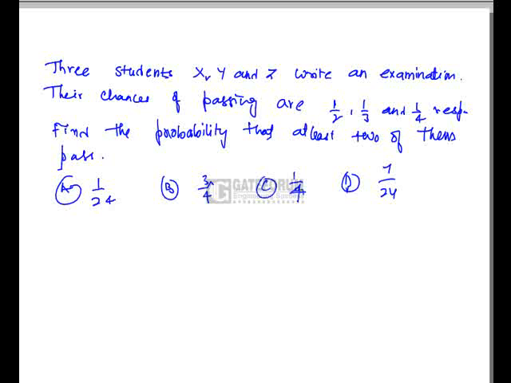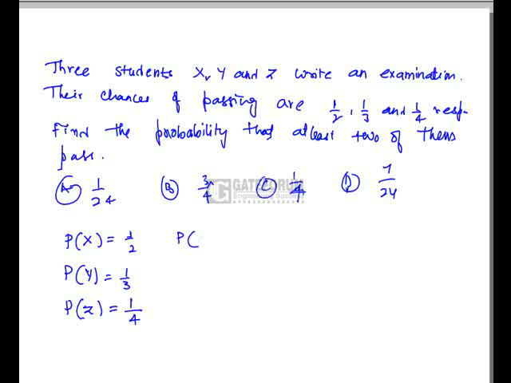When the 3 students x, y and z write an examination, their chances of passing are 1 by 2, 1 by 3 and 1 by 4 respectively. Now we have to find the probability that at least 2 of them will pass. So the probability of passing of x is given as 1 by 2, of y is 1 by 3, whereas the probability of passing of z is 1 by 4.